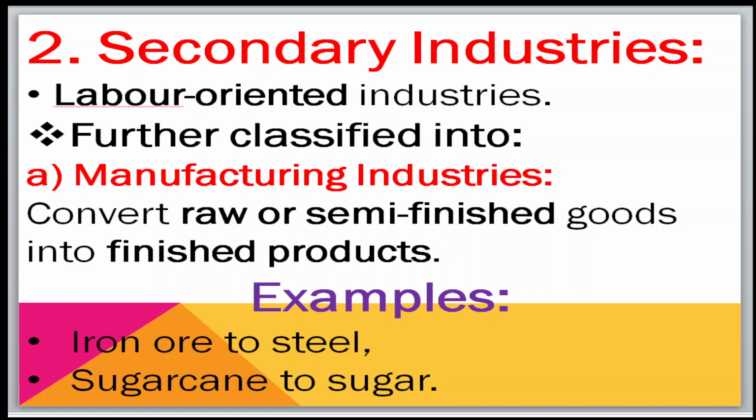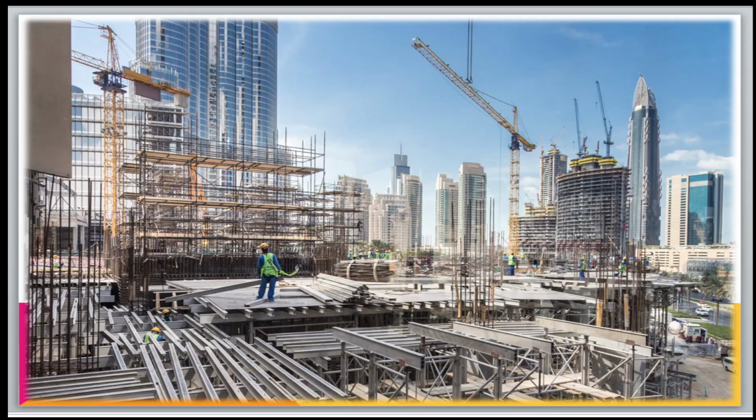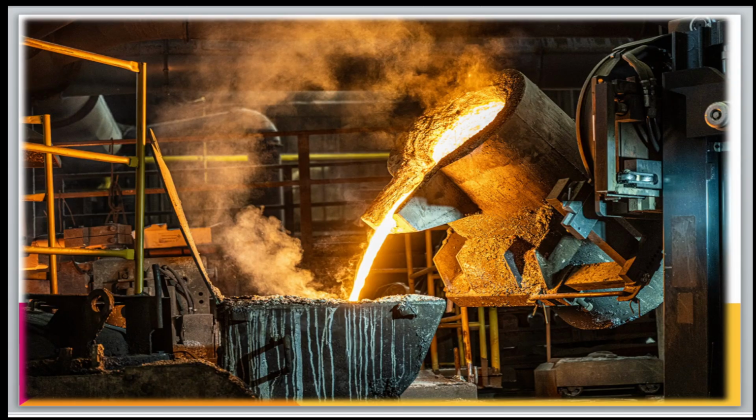Secondary industries are labor oriented industries, and they are classified into two categories again. One is manufacturing industries. They convert raw materials and semi-finished goods into finished products. For example, iron ore to steel. They take the iron ore, melt it in factories, and afterward produce steel.